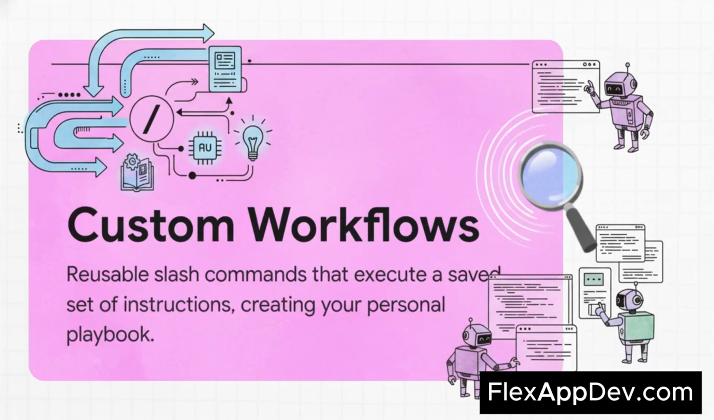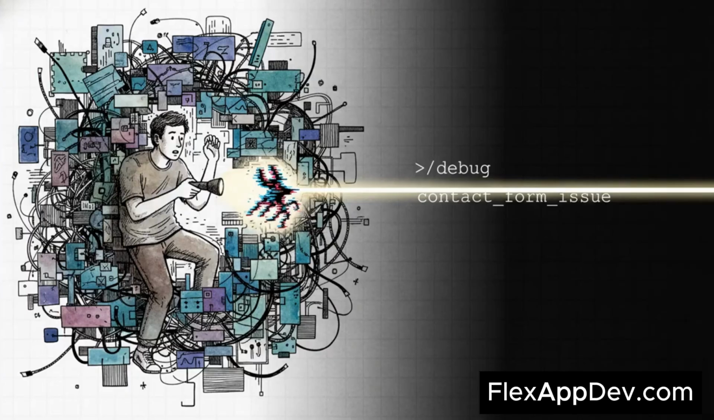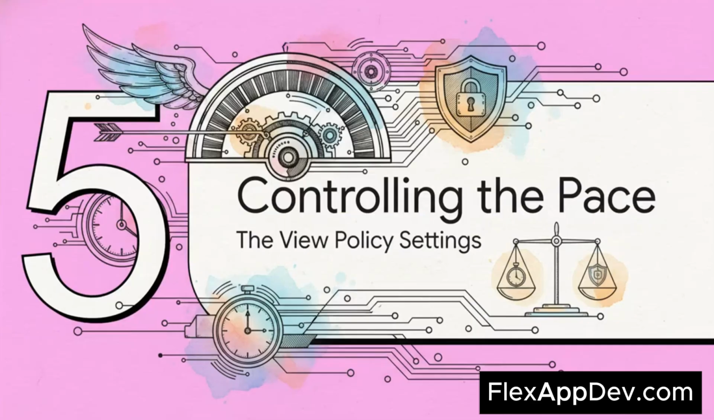And next are custom workflows. These are basically reusable slash commands that let you save your own best practices. You're creating a personal playbook of your most effective processes. For example, instead of manually running through your debugging checklist every single time, you could just create a /debug command. That command would then automatically run your entire systematic process for finding a bug, making your own expertise repeatable with just a single line.